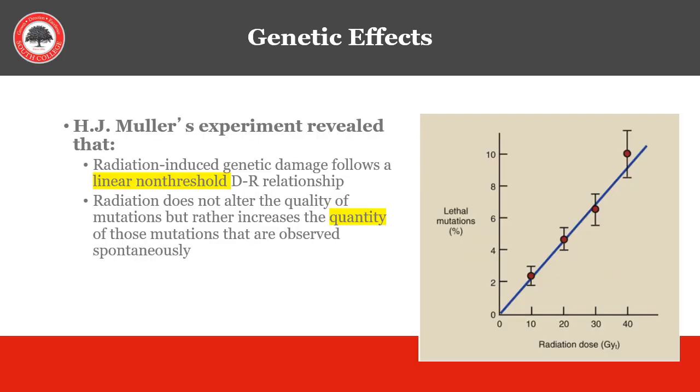Last but not least are genetic effects. There were 2 scientists that had conducted experiments. One was with fruit flies, which is this first one, and they found that there was a linear non-threshold dose-response relationship. It was found that these fruit flies reproduced fast enough to where they could see the genetic mutations, but there wasn't a difference in the quality, meaning the type of effect or how severe it was, just about the amount of mutations that were occurring within the fruit flies.